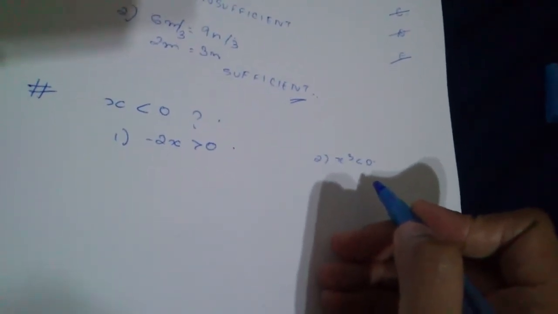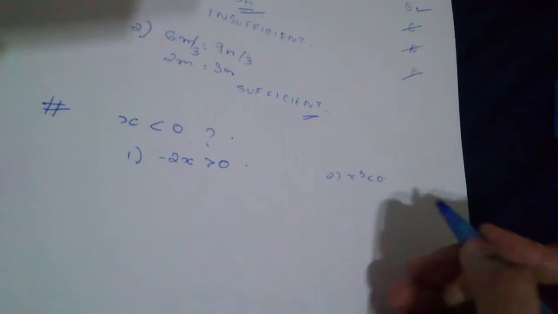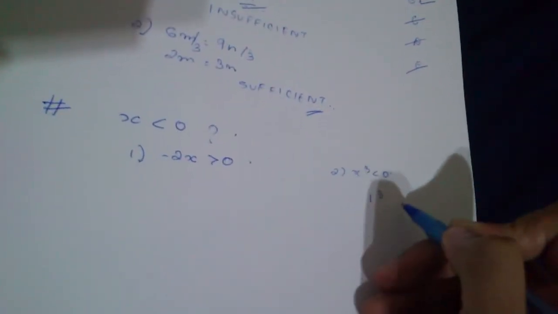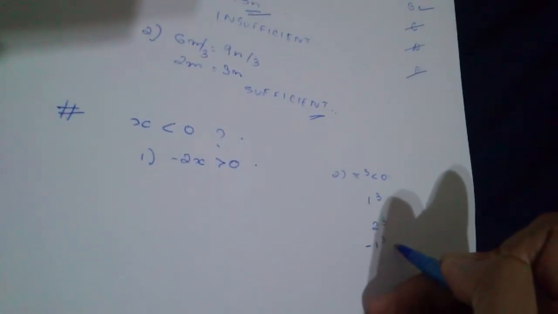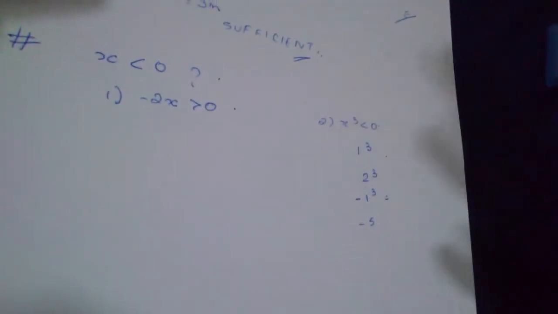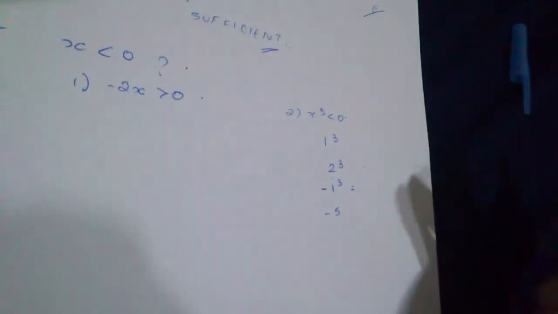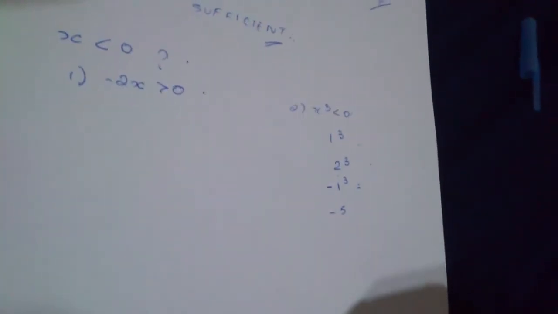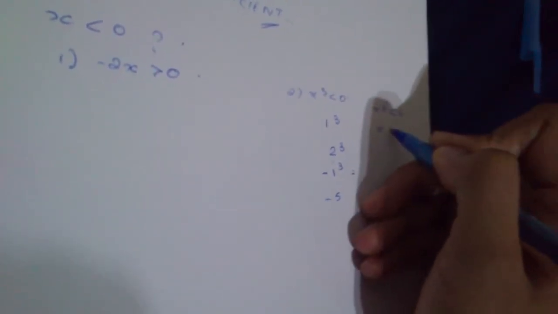We know that any value, when taken to the cube, any odd power, will retain the same sign as the original value. For example, 1 cube is positive since 1 is positive, and 2 cube is also positive. However, minus 1 cube is negative, and minus 5 cube is still negative, because any negative number taken to an odd power retains its negative nature, while any number taken to an even power becomes positive. Of course the number would change, but it retains its original sign. So since x cube is less than 0, x must also be less than 0, right?